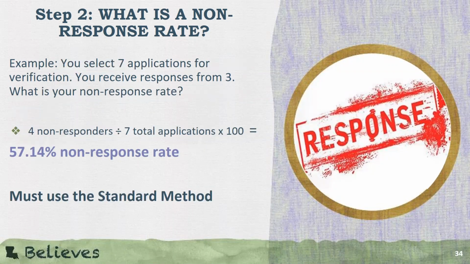If you divide the number of non-responders by the number of total applications selected for verification and multiply it by 100, you will get your non-response rate percentage. In this case, we had 4 non-responders out of 7 total applications. 4 divided by 7 times 100 is 57.14% non-response rate. In this case, since the non-response rate is greater than 20%, we will use the basic or standard method.